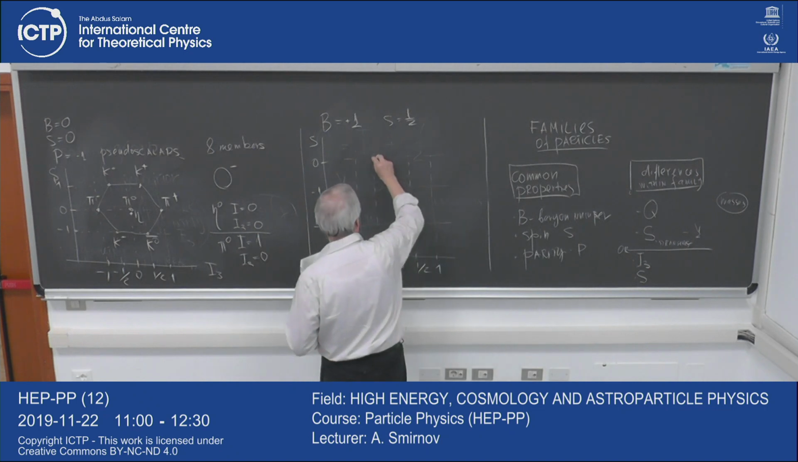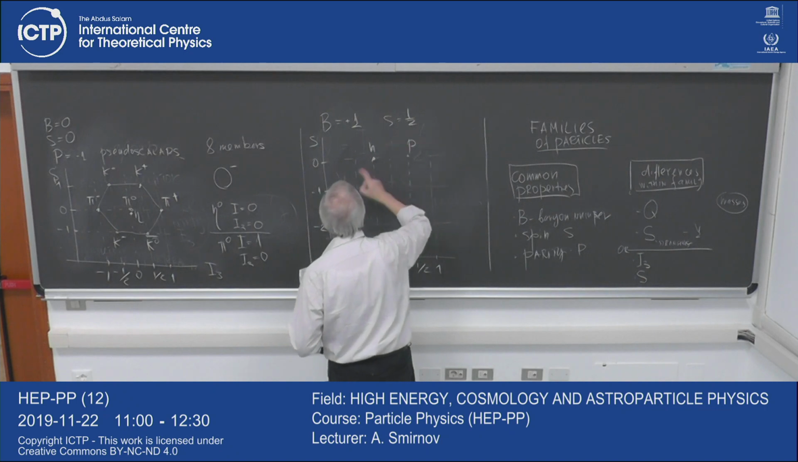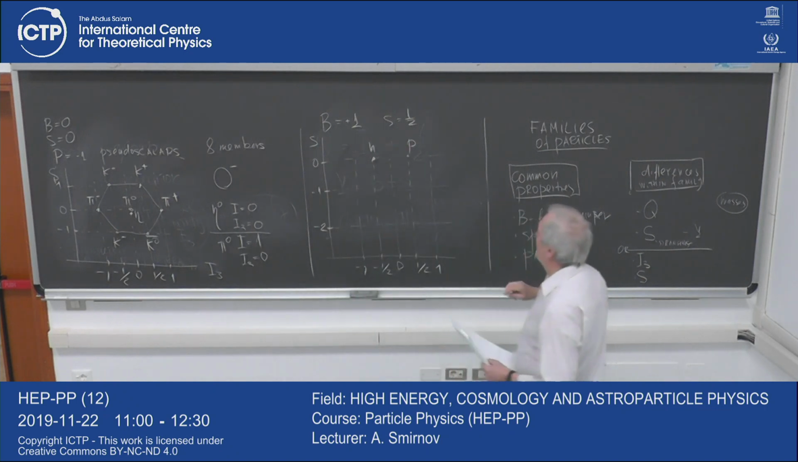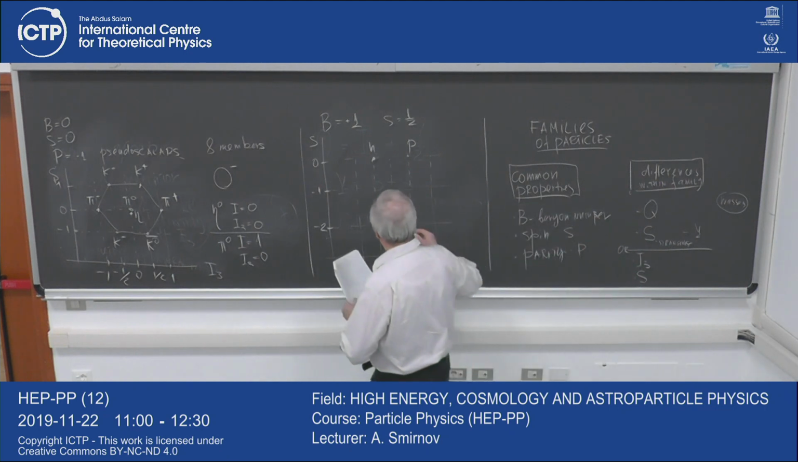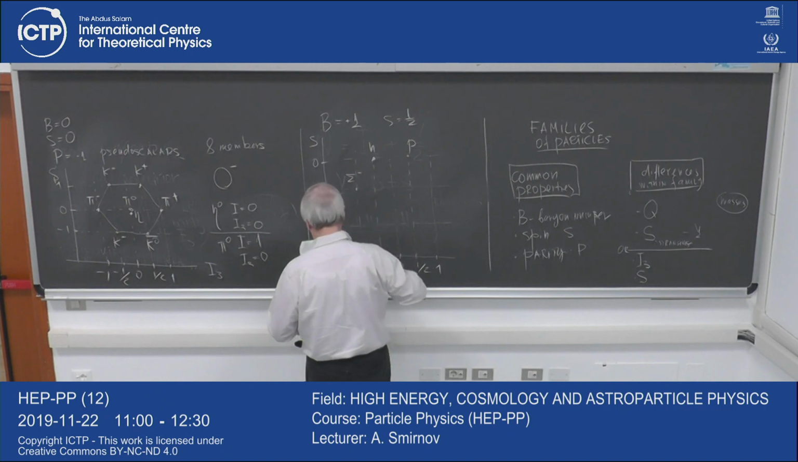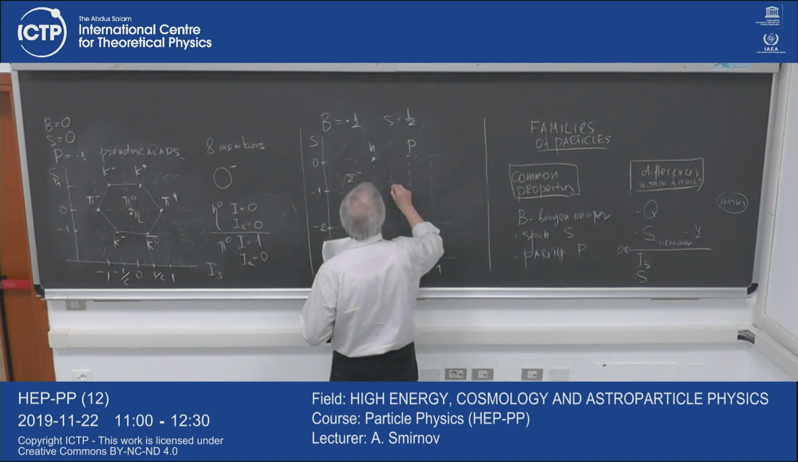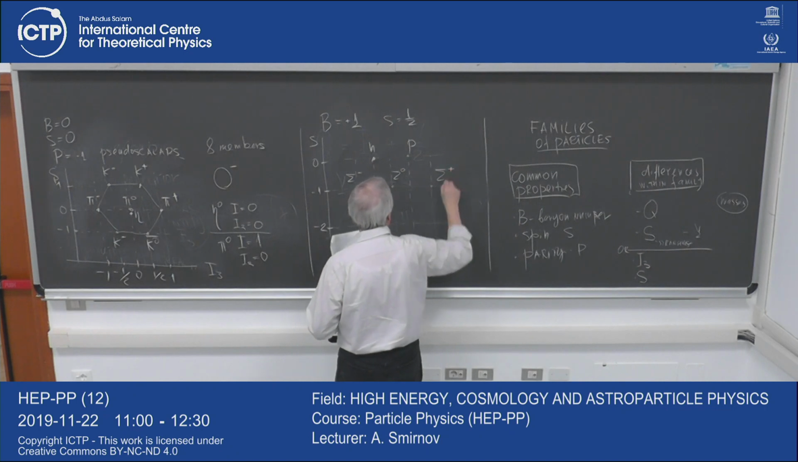So here on the top we have neutron and proton. They have strangeness 0, and they form an isospin doublet. In the next line, we have sigma minus hyperon, sigma 0, and sigma plus.